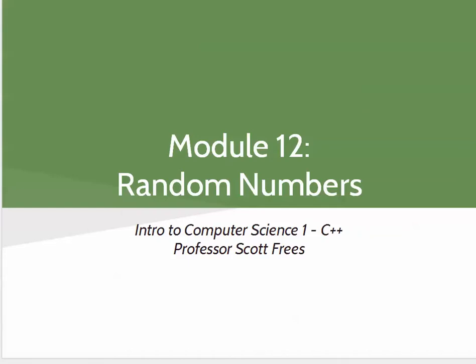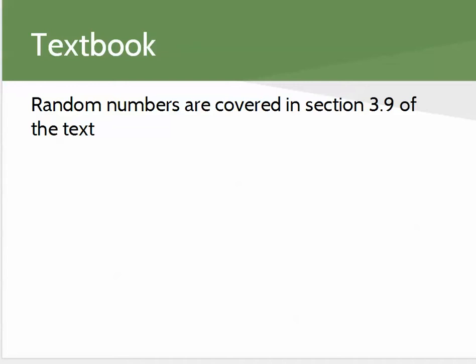So random numbers are covered in 3.9 of the text. And the idea behind random numbers is to be able to call a function and have the computer return a number that is essentially unpredictable. Some random number that we can use later in our program.